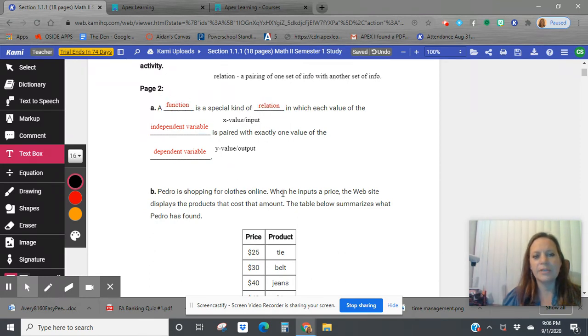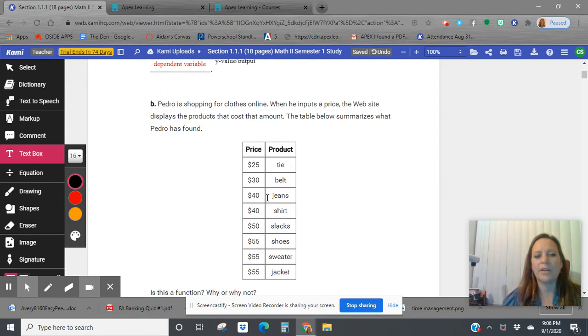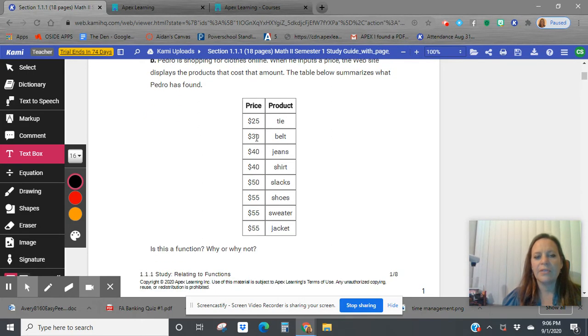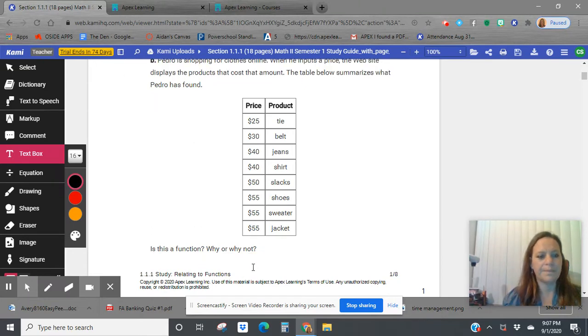Okay, now it's going to go into some specific examples like tables, like mapping diagrams, like functions, etc. And it's going to ask us whether it's a function or not. So here's our first one. It's given to us in table format. Pedro is shopping for clothes online. When he puts in a price, the website displays the products that cost that much. The table below summarizes what he's found. When he inputs 25, it says tie, 30, it says belt, 40, it says jeans, and oh wait, 40 says shirt as well, and that's our hint right there that something's going on.